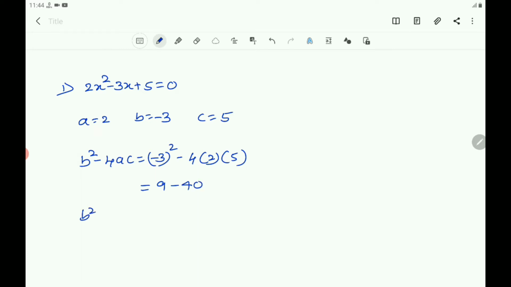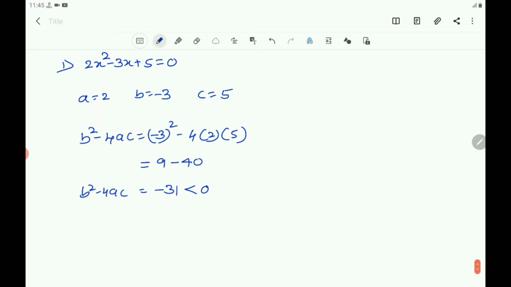So b² − 4ac = 9 − 40, that is −31, which is less than 0. If b² − 4ac is less than 0, you know that no real roots exist. Therefore, here you write: no real roots exist as b² − 4ac is less than 0.